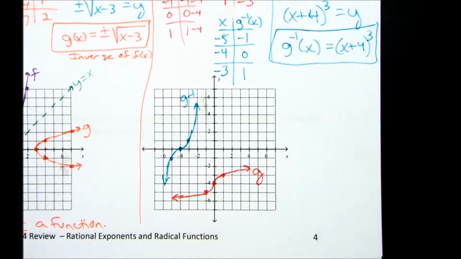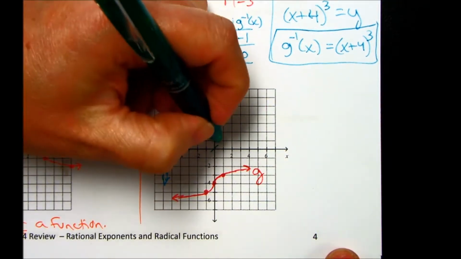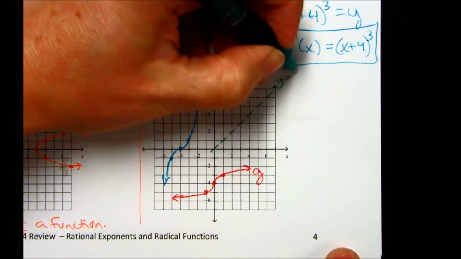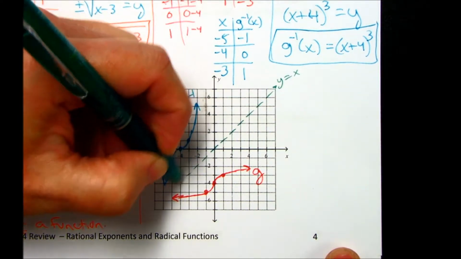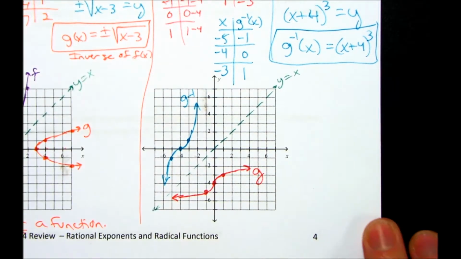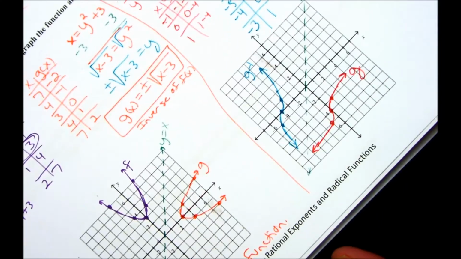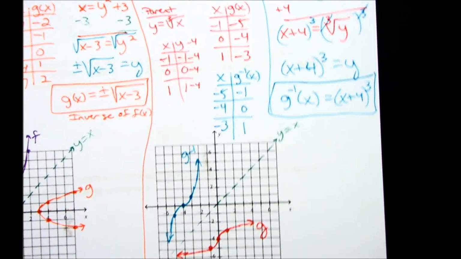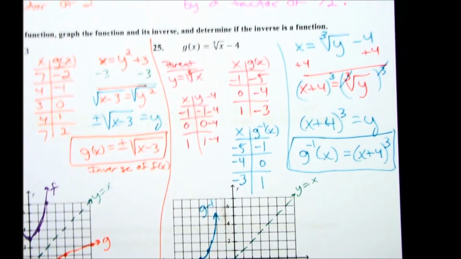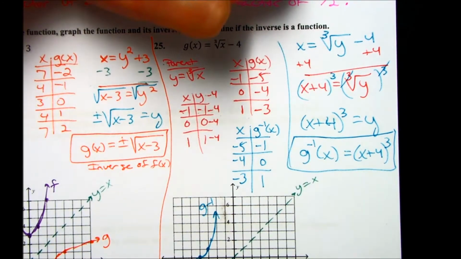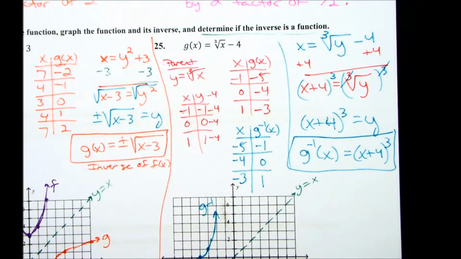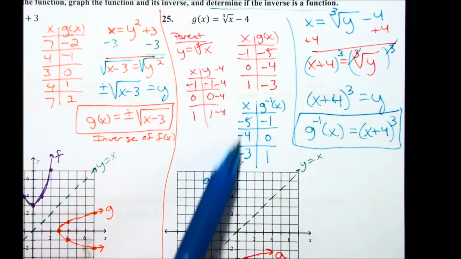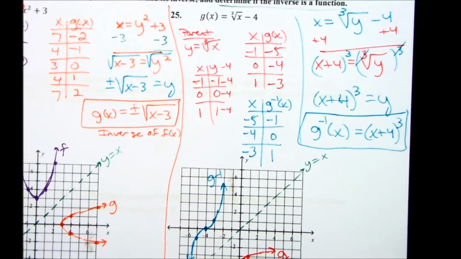And again, if you were to draw on that line of reflection at y equals x, you would see that symmetry there between the inverse and the graph itself. Okay, so now we have to answer the question: determine if the inverse is a function. If you look at your table values, do any of the x values repeat? No. Okay, so that's a good start.